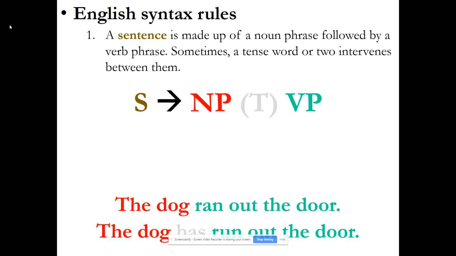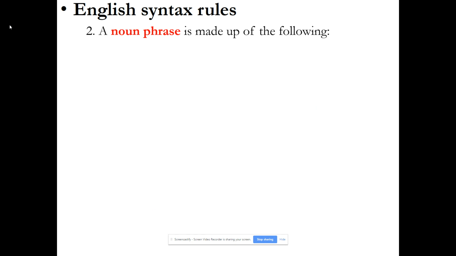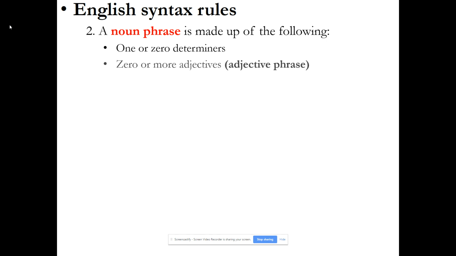Right? The dog has run out the door, right? Has is that tense word. Okay, a noun phrase is made up of a few things. One or zero determiners, right? There will never be more than one. So one or zero, right? Zero or more adjectives, right?